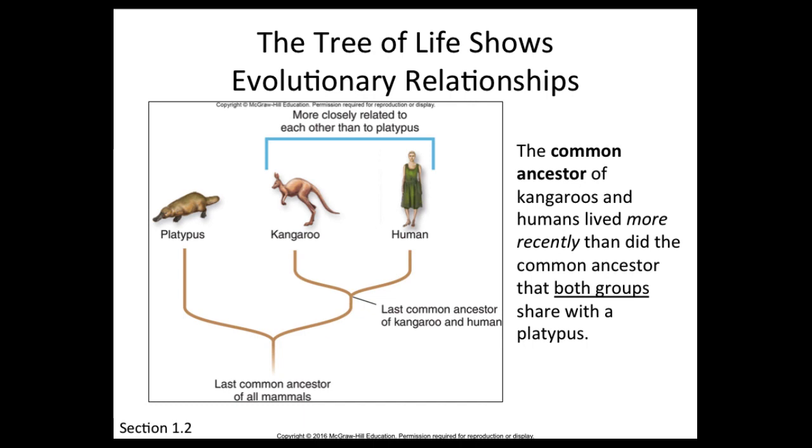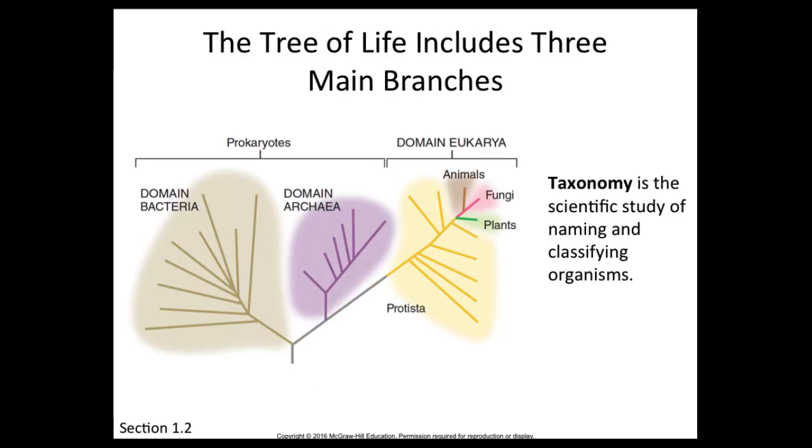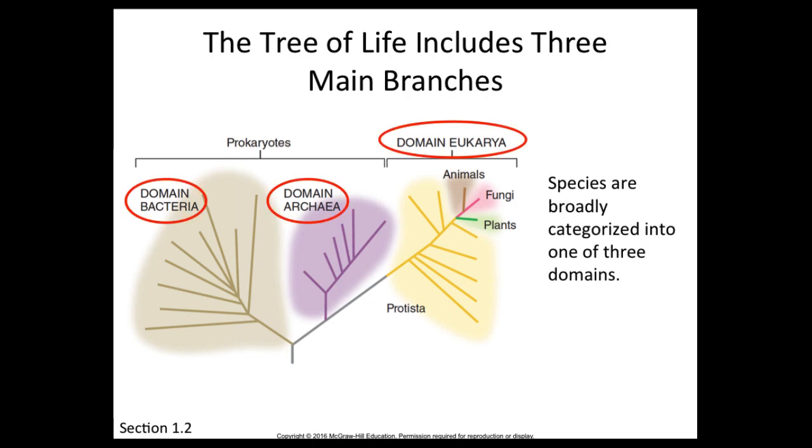So that is to say, humans and kangaroos are more closely related to each other than either are to the third, which is the platypus in this example. To help us understand how this is possible, we need to learn some more words. And the next term is taxonomy. Taxonomy is the scientific study of both naming and classifying organisms.